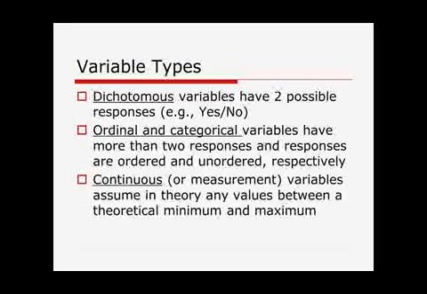And then we have continuous variables. Continuous variables, sometimes they're called measurement or quantitative variables, and these assume, in theory, any value between a minimum and a maximum. So examples might be systolic blood pressure, height, weight, things like that, where a person can have a value anywhere in between some lower and upper value.